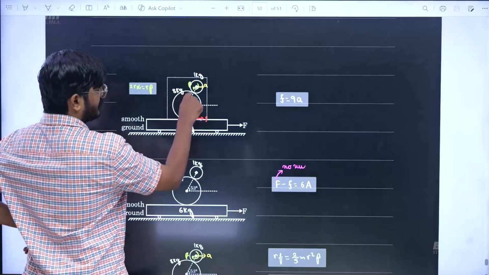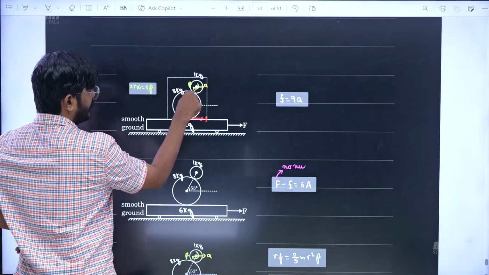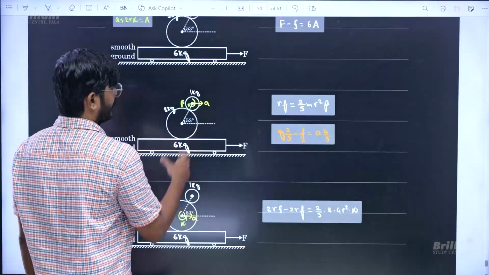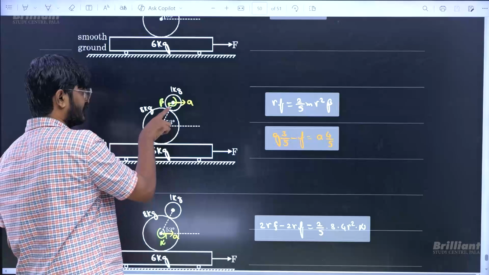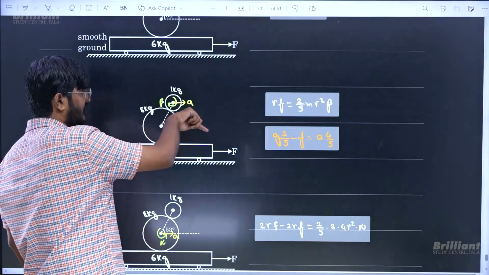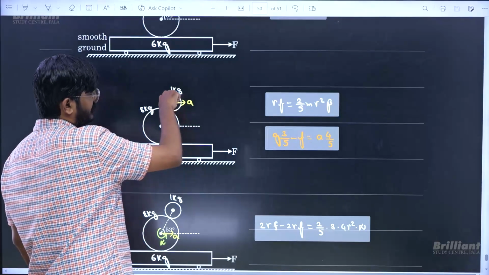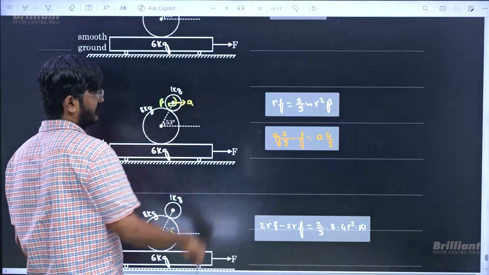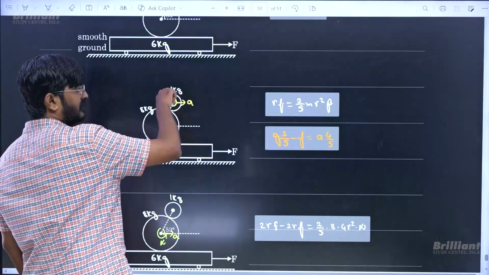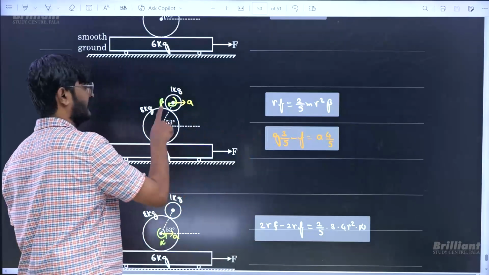As there is no slipping here, 2r into alpha should equal r into beta. This is the no slipping condition here, and this is the no slipping condition here. Again, I want to avoid extra unknowns, I want to avoid the normal. So the normal will be this way, so I am carefully writing F equals ma along this direction. mg's component minus friction equals mass times the acceleration component in this direction. I am carefully writing it to avoid the normal.